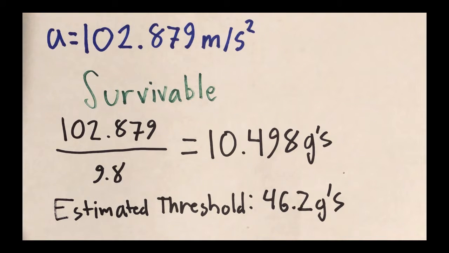This acceleration of 102.879 meters per second squared is survivable, given that it's only 10.498 Gs. Many fighter pilots may experience this when flying their airplane. The estimated threshold for human survivability is around 46.2 Gs.